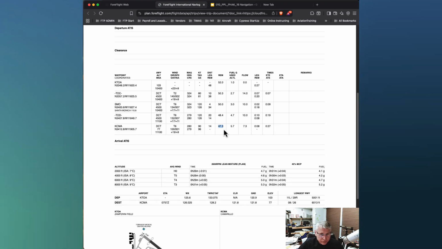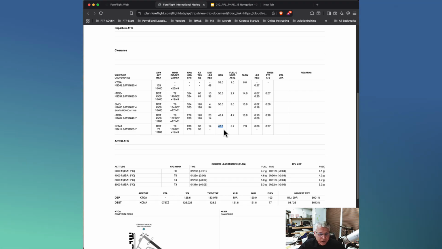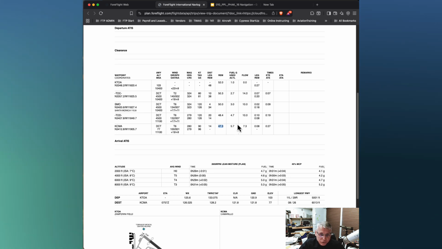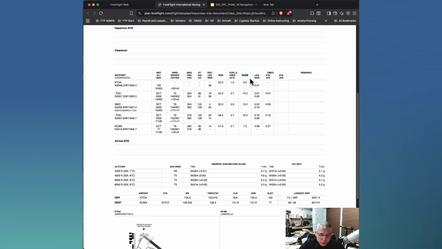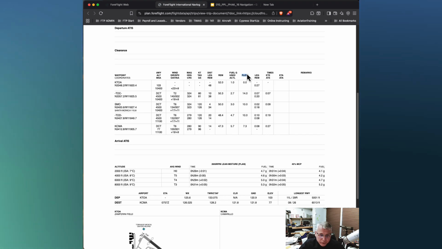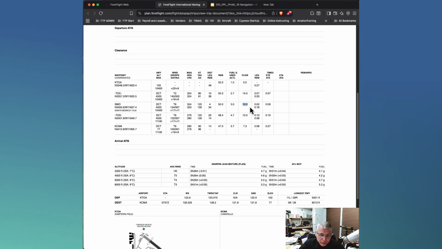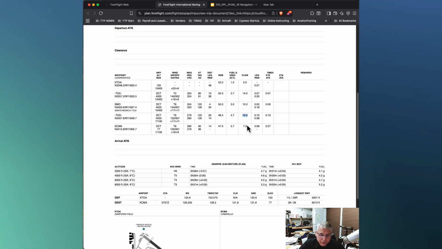Maybe 46 gallons after taxi and shutdown type of a thing. Next column, this is pretty straightforward. This is how much fuel we used. And then this is our fuel flow, estimating how much fuel we're burning. So in the climb, we're burning about 14 gallons an hour. Straight and level, about 10. And in the descent, we've pulled the power back and we're starting a descent and we're burning 7.3.